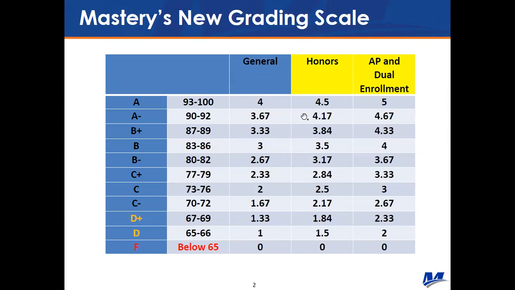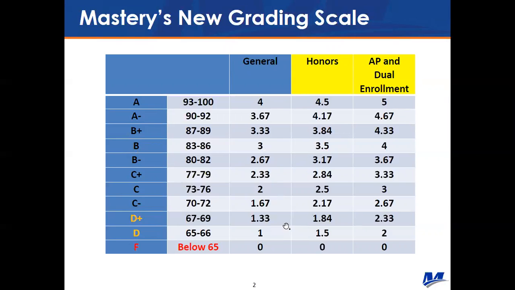We often refer to these as GPAs, but the GPA is comprised of all of the quality points divided by the number of classes taken. So, for example, if a student got an A, a B, a C, and a D in the class, well, they would have 4 quality points for one class, 3 quality points for another, 2 quality points for the third, and 1 quality point for the fourth.